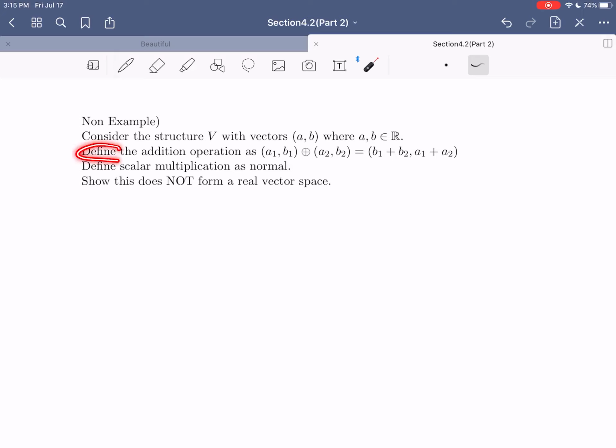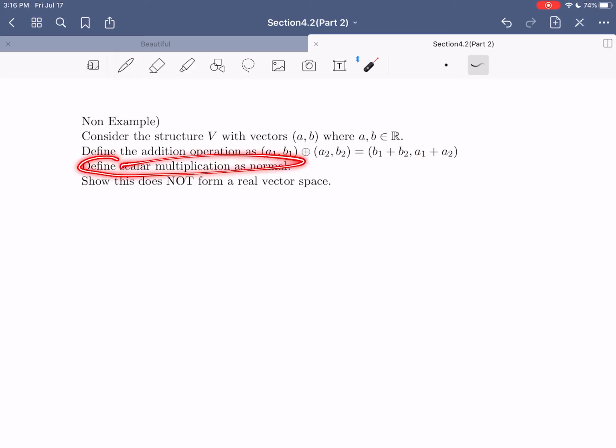And we're going to define the non-standard addition operation, where when you add them, (A1, B1) plus (A2, B2), you reverse their positions and add them. So you get (B1 plus B2, A1 plus A2). And you'll notice it's normal addition here, because that's just going to be adding the numbers, not the vectors.